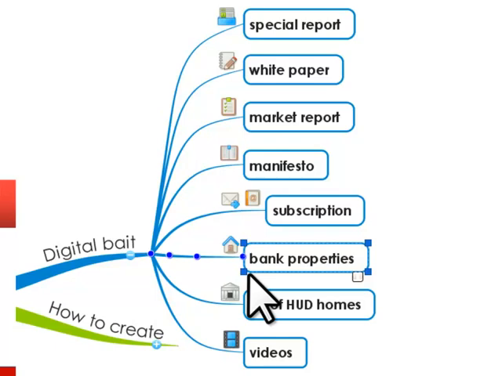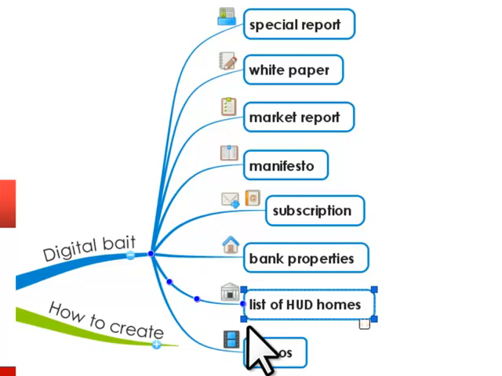Bank properties is great digital bait. Click here for a list of bank properties when they come on the market. People have always liked to look at lists of bank properties. They always like to see what's available. People are looking for a good deal, whether they want to live in a home or invest, and even if they don't, they're still interested. So that's always been a great lead magnet. And so are HUD Homes. HUD Homes has always been a great lead magnet. Click here, and I'll send you a list of HUD Homes when they come on the market.